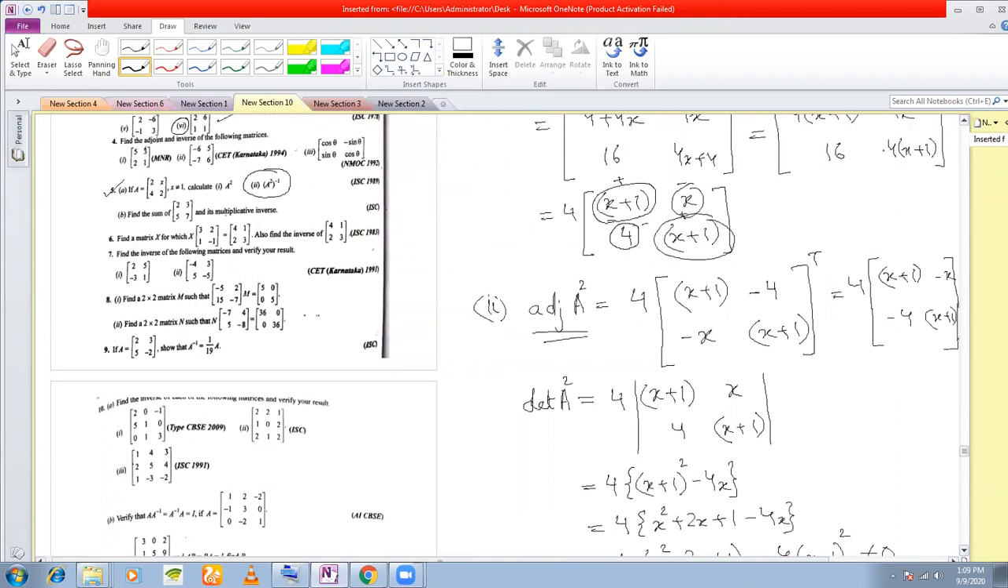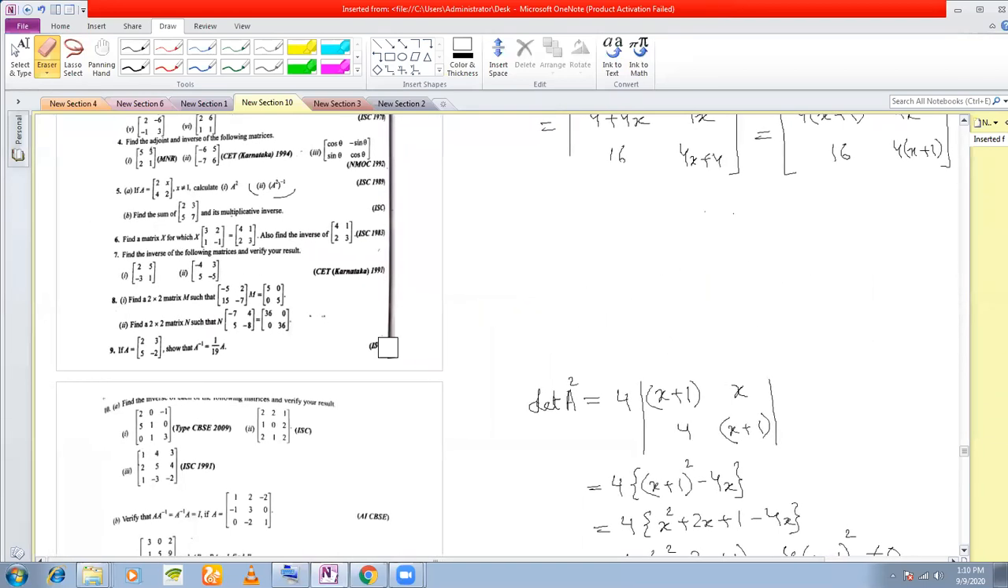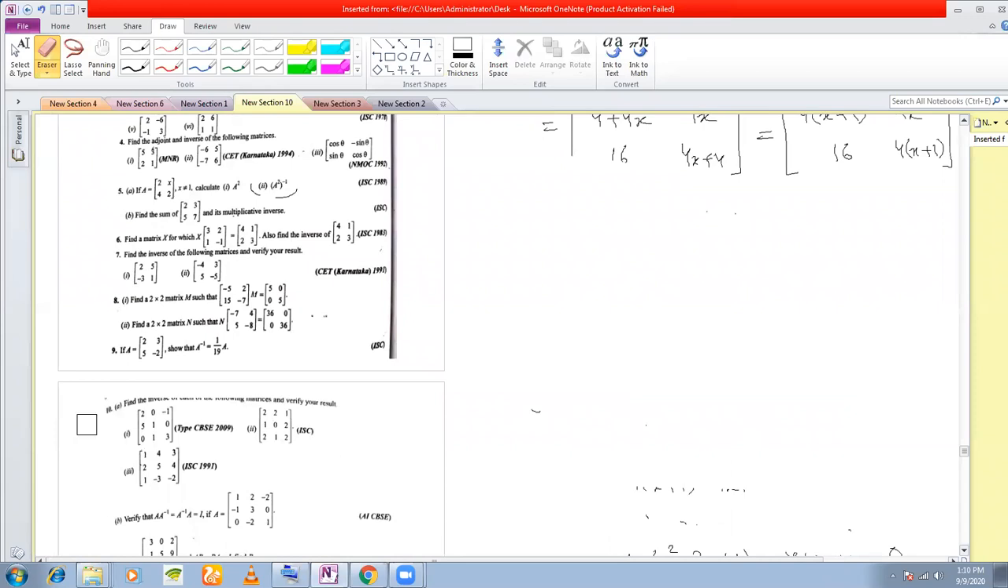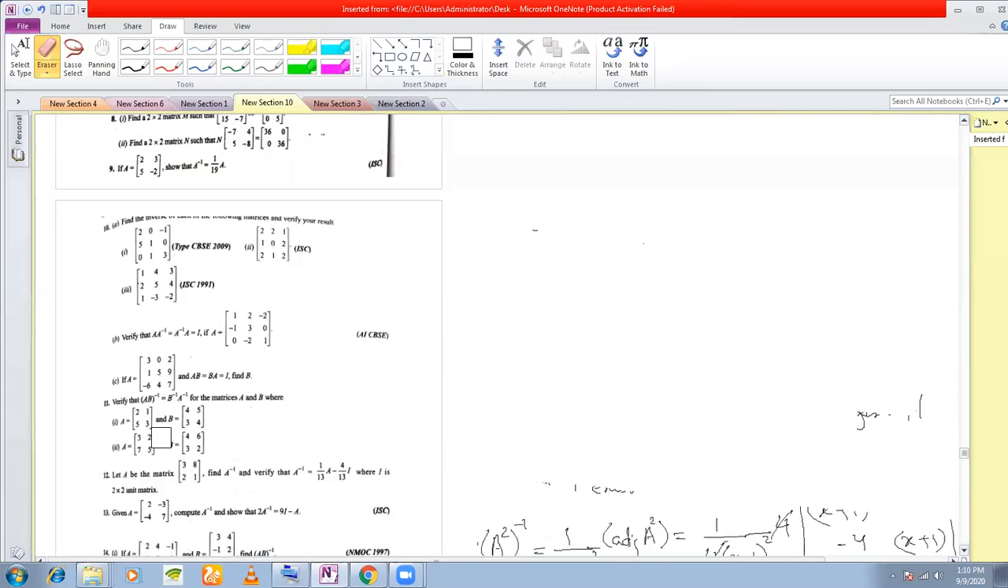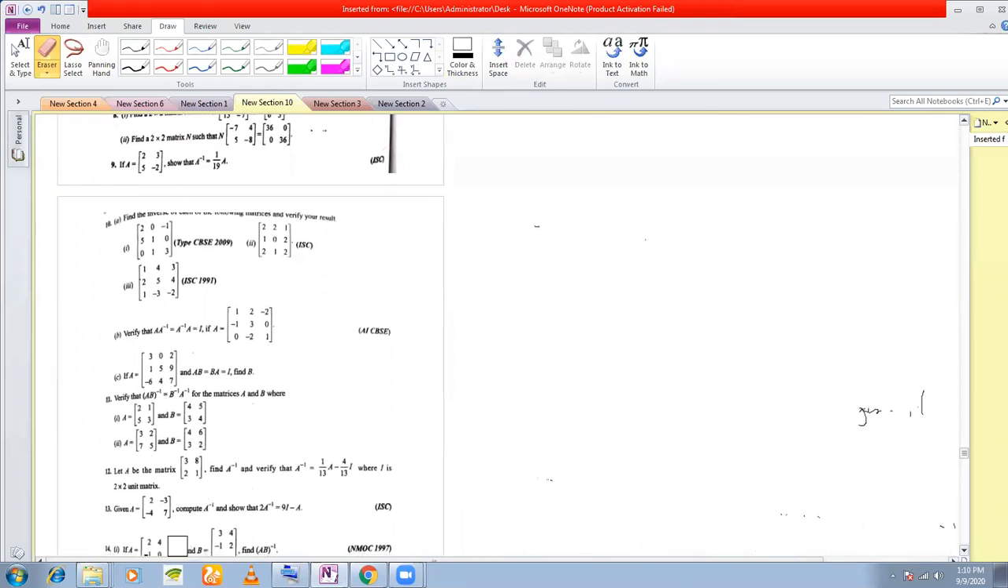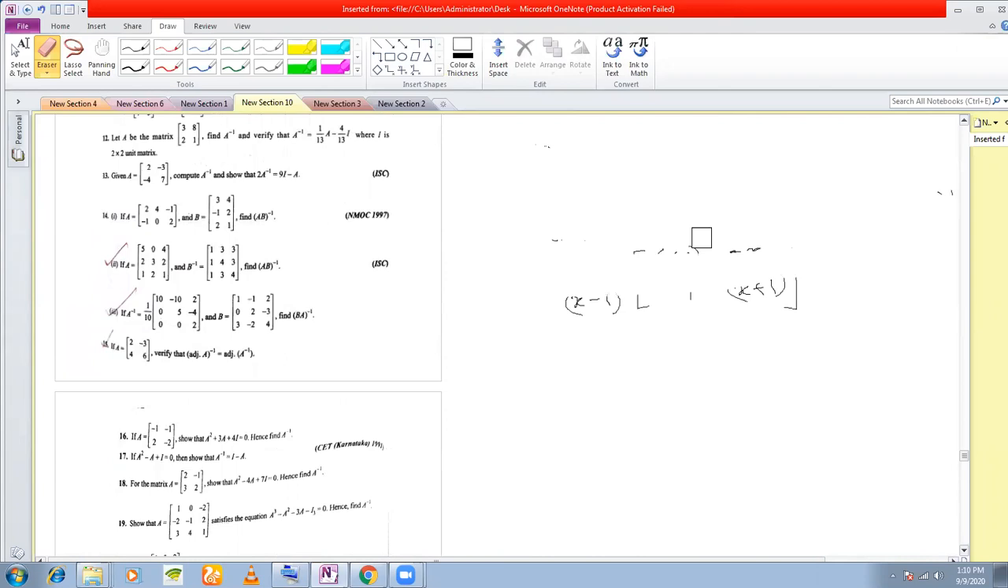This one was from your exams. Now find the sum of this and its multiplicative inverse. Now there's a note. See this, 5b. We'll do 5b. Multiplicative inverse, remember, the inverse is also called the multiplicative inverse. The inverse of a matrix is also called its multiplicative inverse. So if I say find the multiplicative inverse of, I mean find the inverse of.